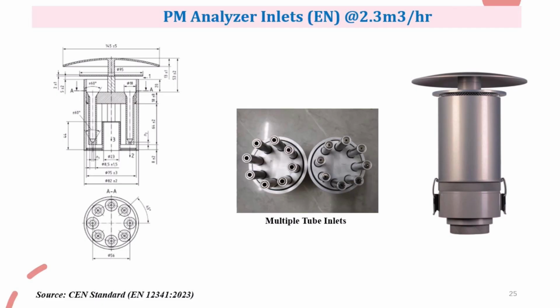Now let's look at the European technique EN 12341 for collecting PM. This slide highlights special inlets that help to separate PM10 and PM2.5. These inlets work well by having different sizes inside them to help sort the particles accurately. For the EN inlet, the typical flow rate is 2.3 cubic meters per hour, or 38.3 liters per minute, which helps us get consistent and reliable measurements that meet European standards.